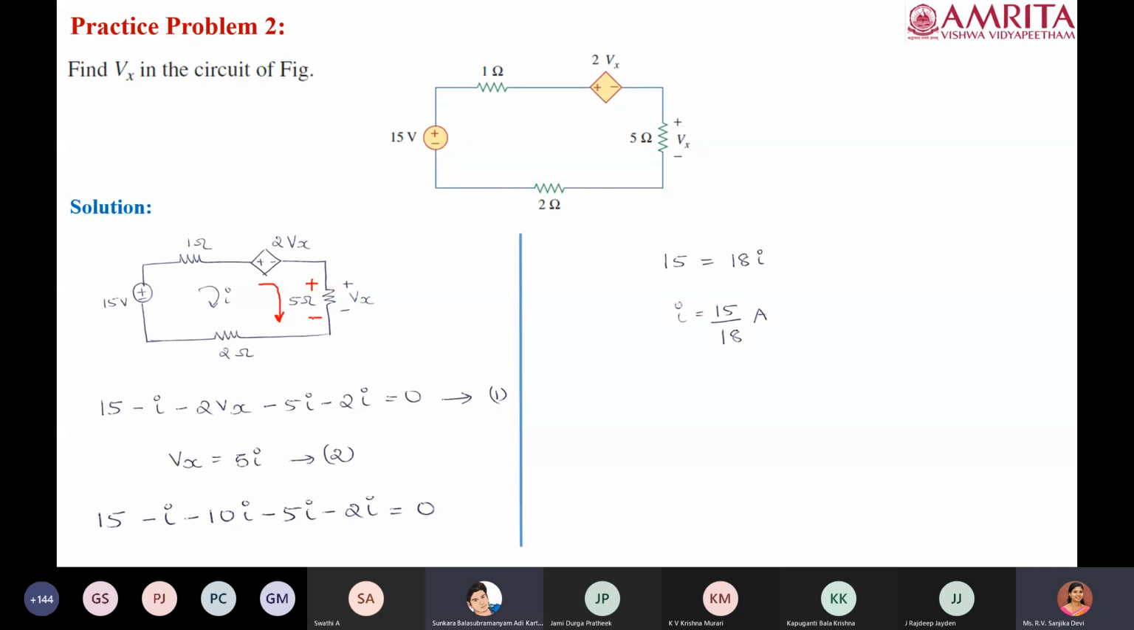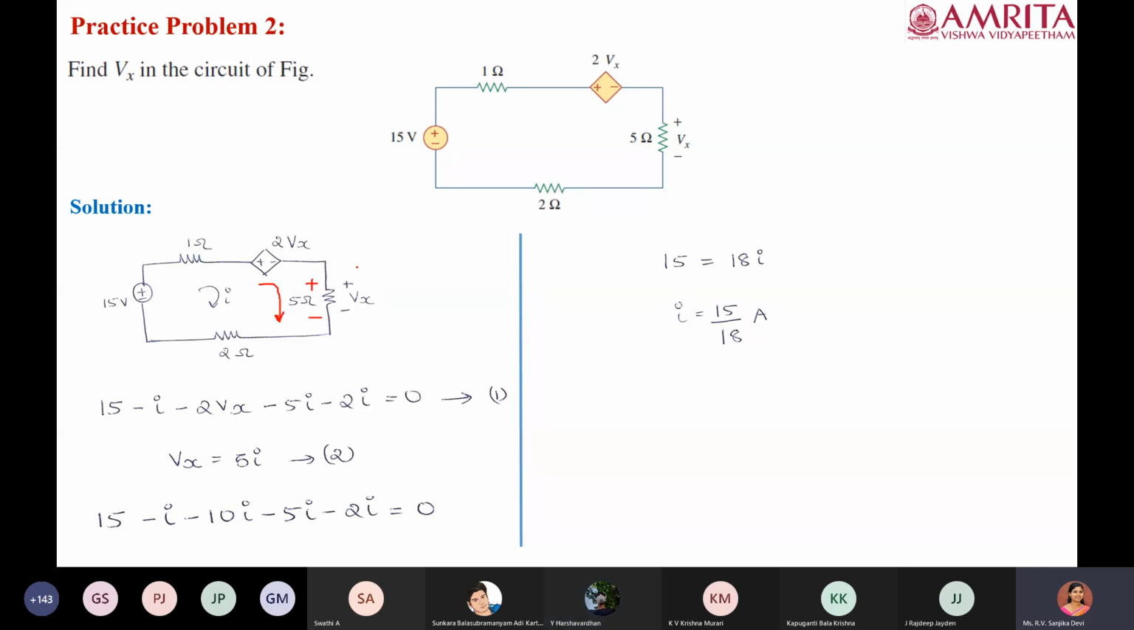Yes, ma'am, got it. Yes, if they have given the opposite polarity, then we have to write Vx is equal to minus 5i. Yes, ma'am. Ma'am, I have taken the I direction in the opposite direction, like what you took now. I got Vx is equal to minus 5i. So in the solution, we can write minus of the value, right? Yes, minus of the value.